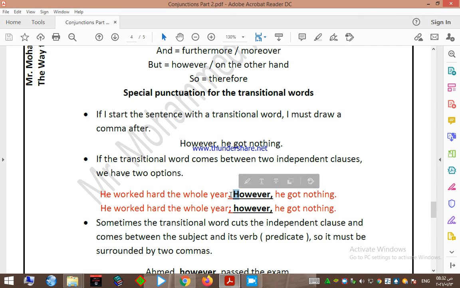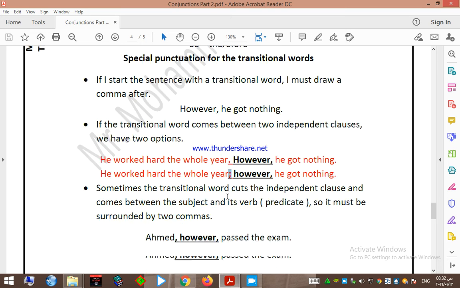Or we can use a semicolon instead of the full stop. But if I use a semicolon, we have to start the transitional word with a small letter and then a comma. The semicolon has the same function as the full stop, but after the semicolon, there is no need to start the new clause with a capital letter. But if you put a full stop, the next sentence should start with a capital letter.